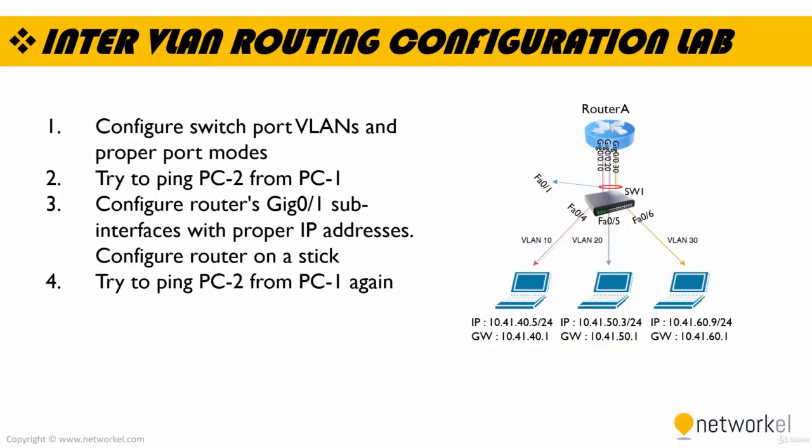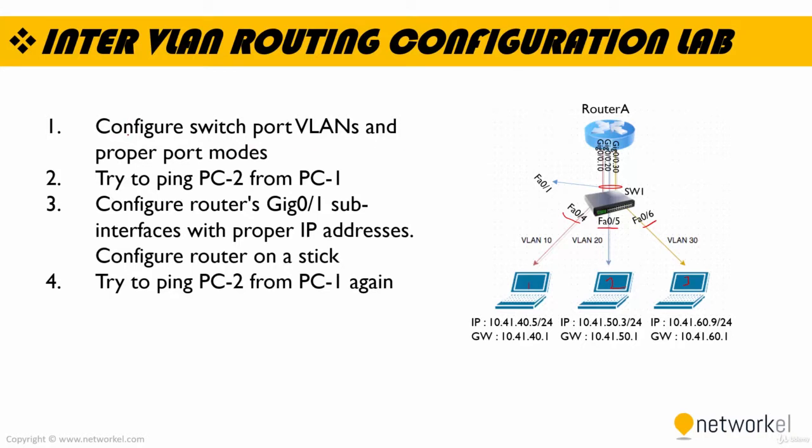In our next practice lab, we'll take a look at the inter-VLAN routing configuration. We have one switch and 3 VLANs created on that switch. Fast Ethernet 0/4, 5 and 6 are connected to PC 1, 2 and 3, and the Fast Ethernet 0/1 port of the switch is connected to the router's Gig 0/0 interface.